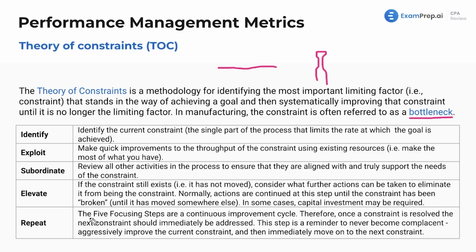Lastly, repeat. The 5 focusing steps are a continuous improvement cycle. Therefore, once a constraint is resolved, the next constraint should be immediately addressed. Now, in theory, there's always something that's going to be a constraint. There's always going to be part of the production line that is a little bit slower. You address that one, then another one will be the slowest. You address that one, then another one will be the slowest.